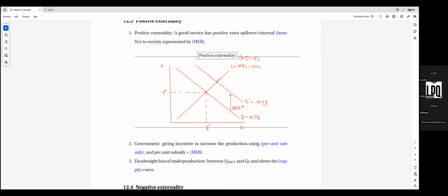So you get a second intersection. The second intersection can be called the social optimal equilibrium. This time we label the price as the social optimal price, and this one labeled as QS. QS means, once again, social optimal.